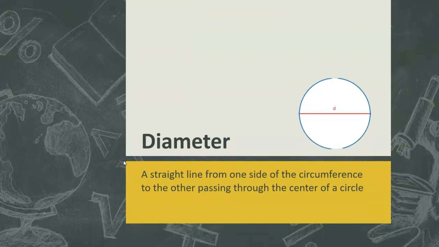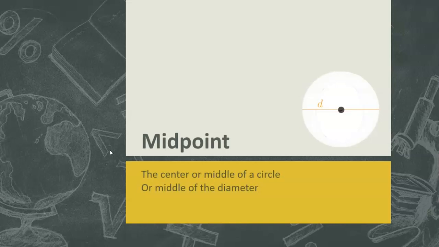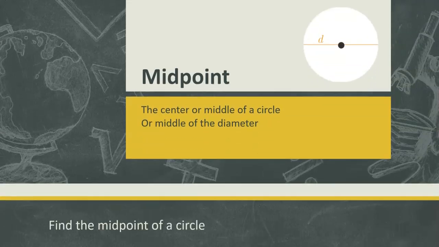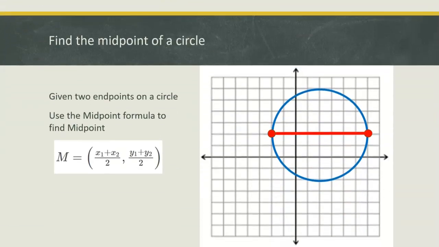A diameter is a straight line passing from one side of your circumference to the other, and it goes directly through the center of your circle. To find the distance, you could either use the distance formula, or if you already know your radius, you could do 2 times the radius. If you need to find the midpoint, it is the exact middle of your diameter and the exact middle of your circle. So let's say you want to find the midpoint of a circle.